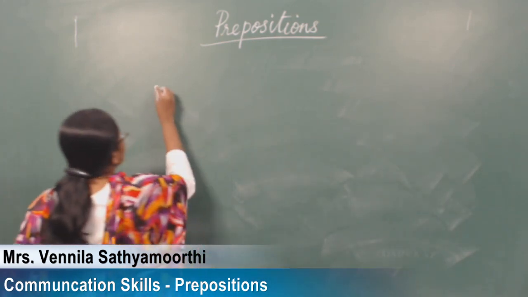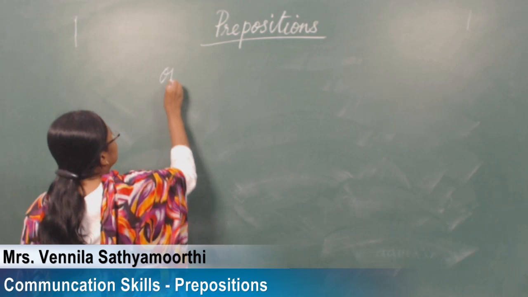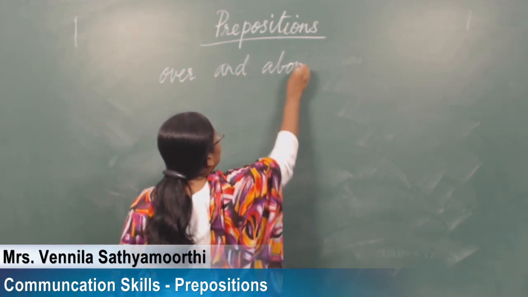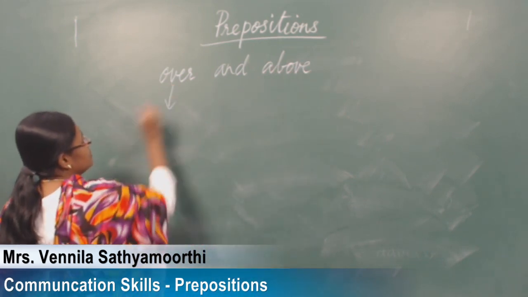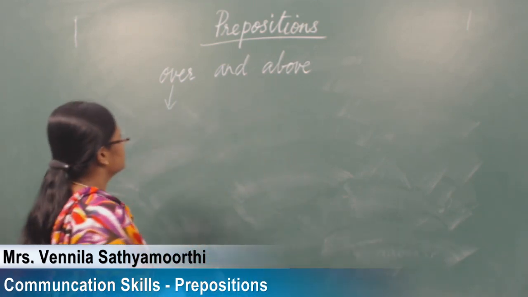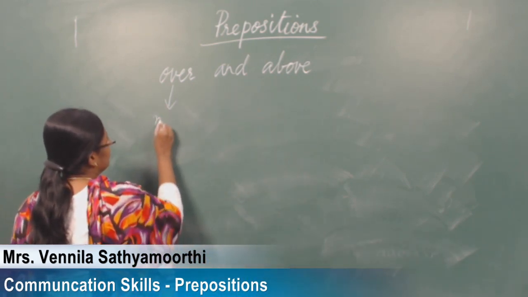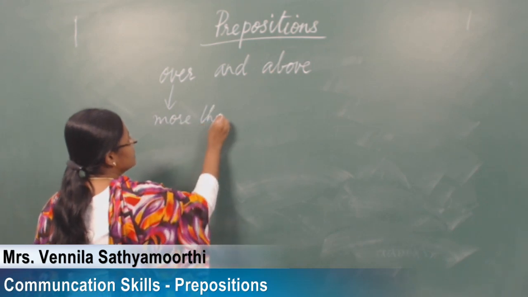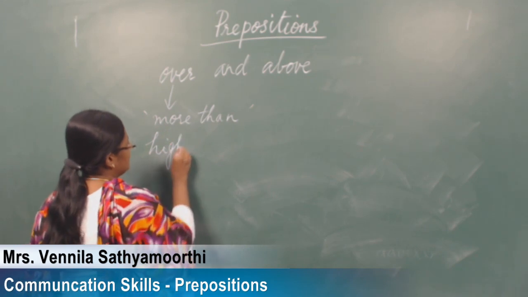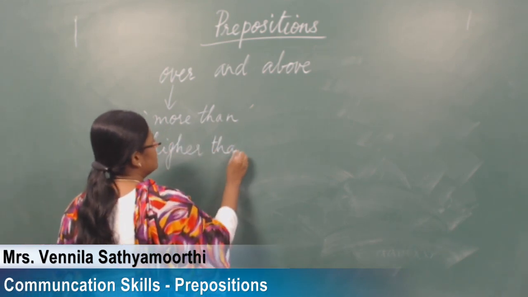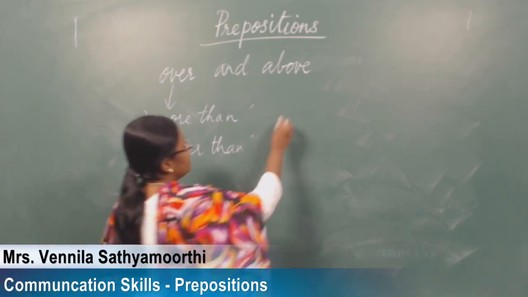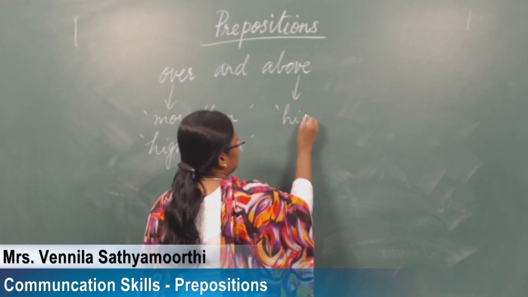Below, on, above, over. Over, though they look similar, over means two things. One is more than, the other is higher than. Think of examples where we use over in these two contexts, and above talks only about higher than.